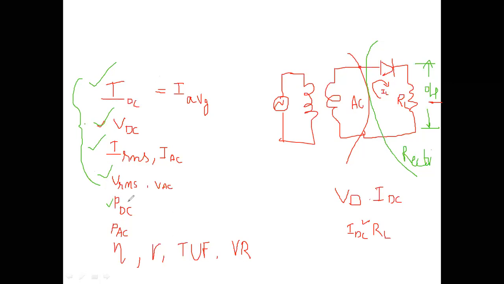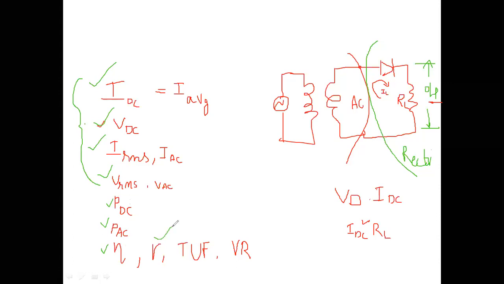PDC. Then power AC, IRMS square into RL or VRMS into IRMS. Okay, power AC. Then PDC by PAC, I will get efficiency.